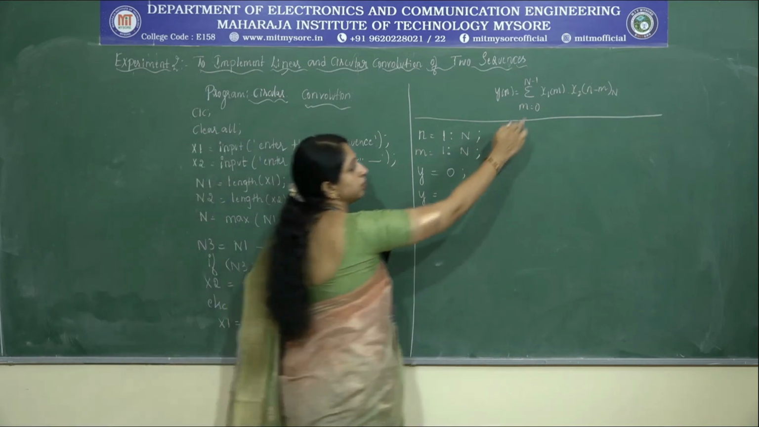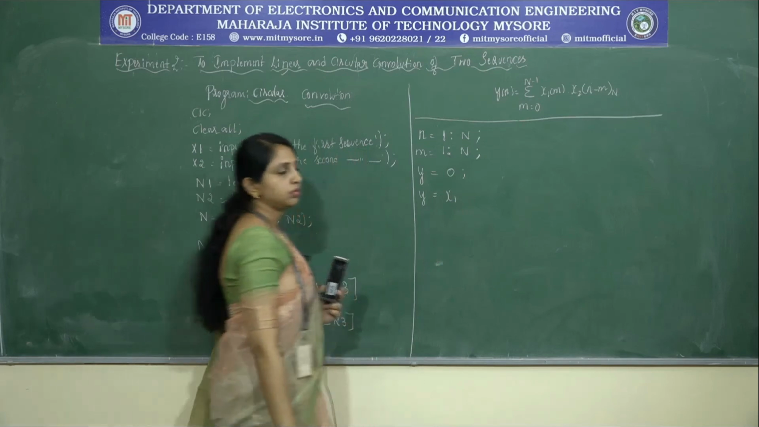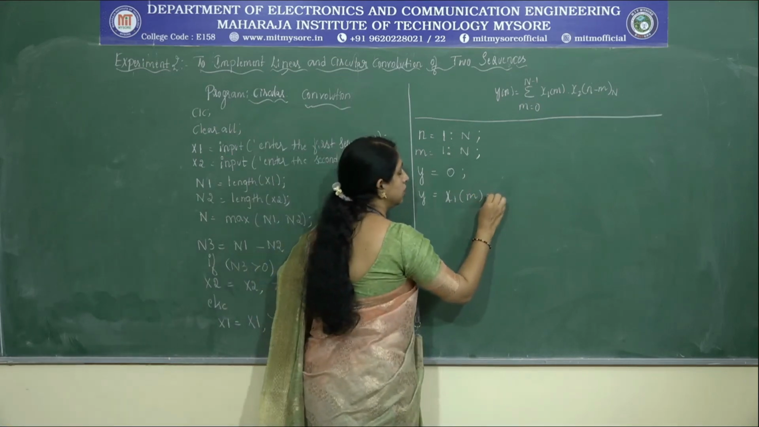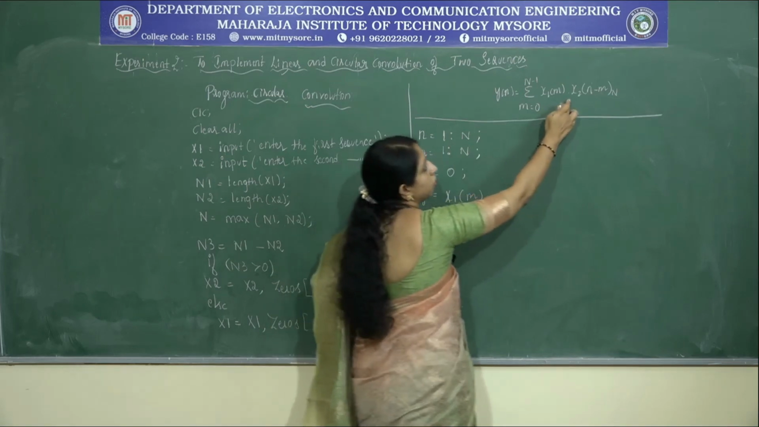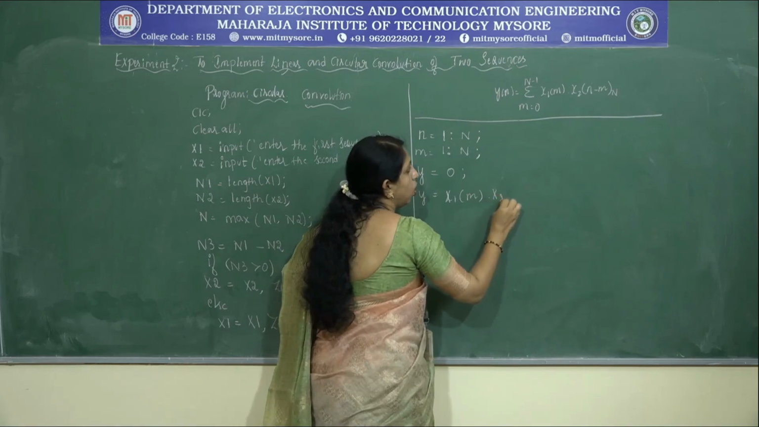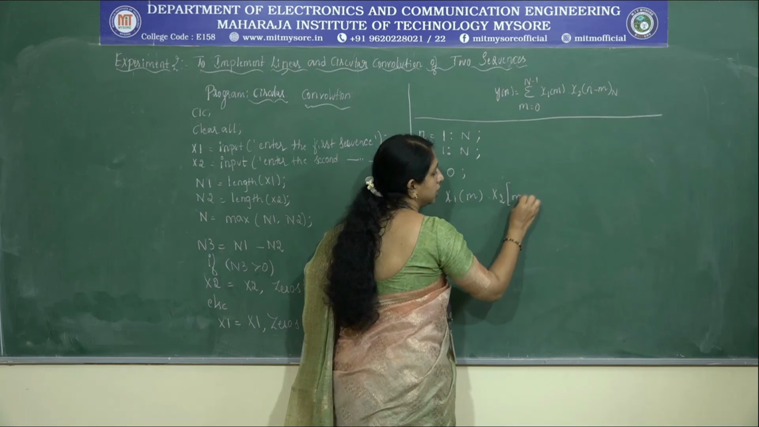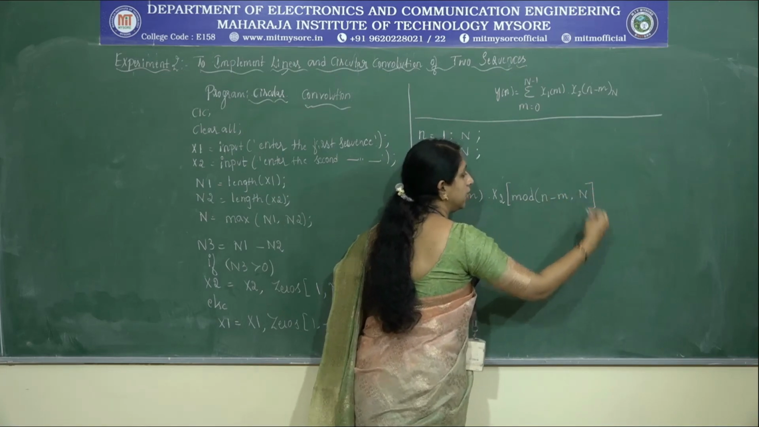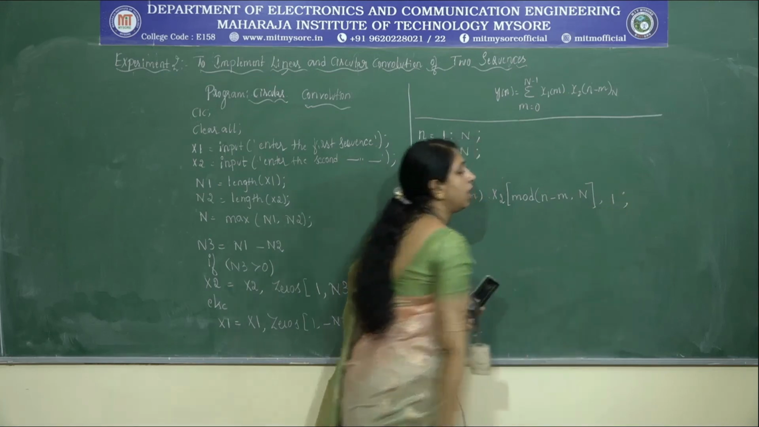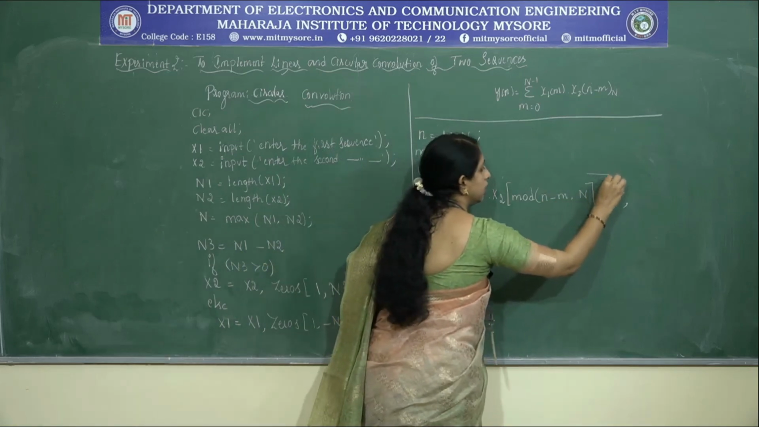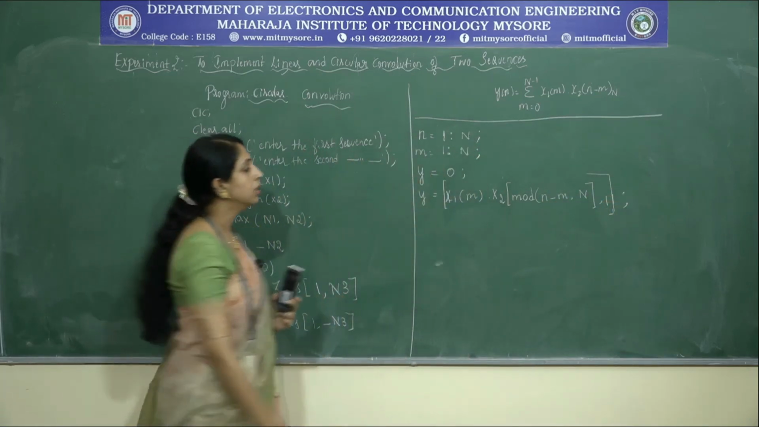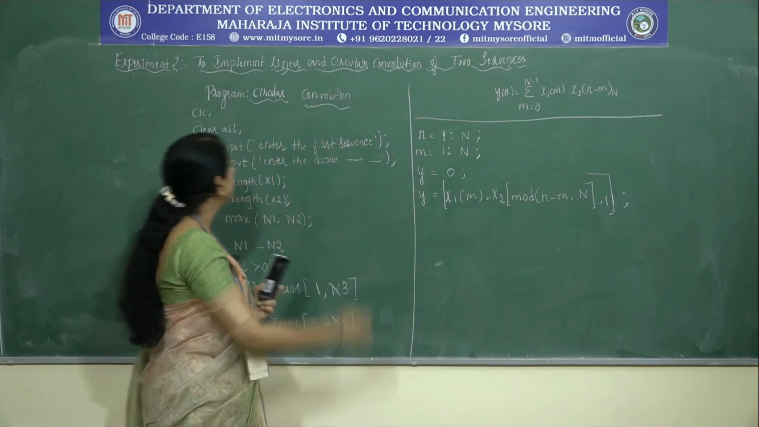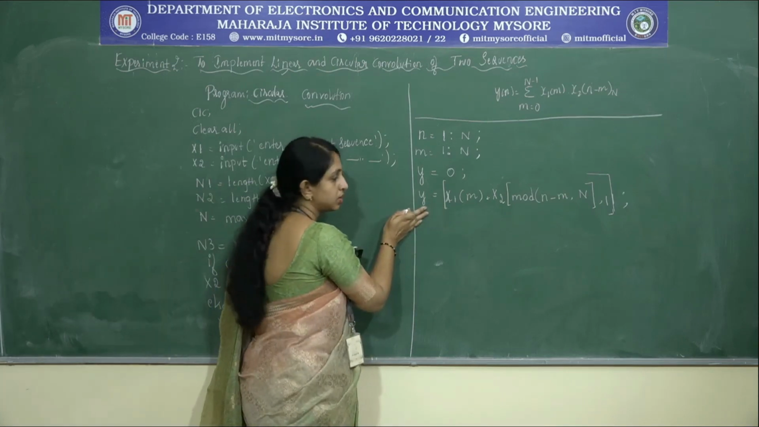y is equal to, what is the equation we have? Write it. y equals x1 of m into x2 of, it is having a mod function. So, within that, mod of n minus m, comma capital N, then comma 1. For this whole equation also, you can use a bracket term. So, this is the equation written for the circular convolution. With this, the output is stored in y.